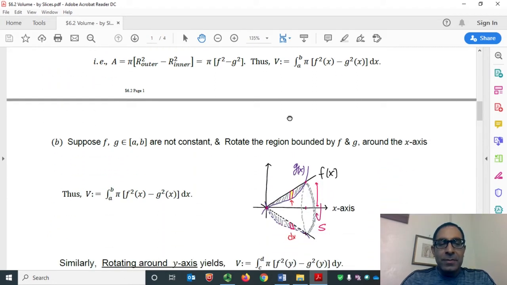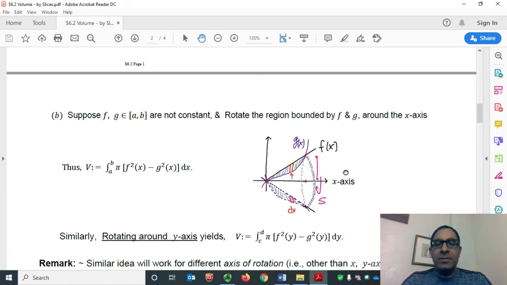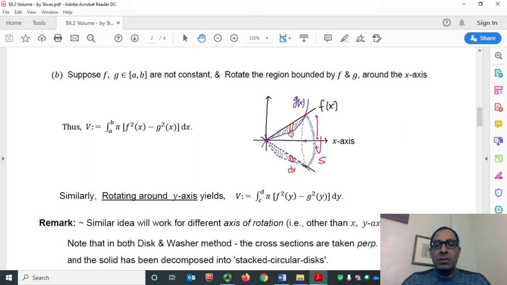And now case B: suppose our functions are not constant functions. Let's say our f function is this diagonal function, and the g function is this one here, which is maybe y equals x cubed. Now we are talking about the region bounded between f and g. Let me scroll down, and let's rotate this region around the x-axis. Then this generates this solid here. I hope you can at least visualize that solid.